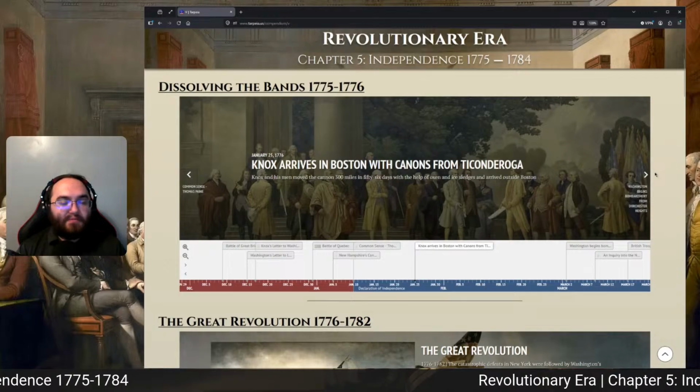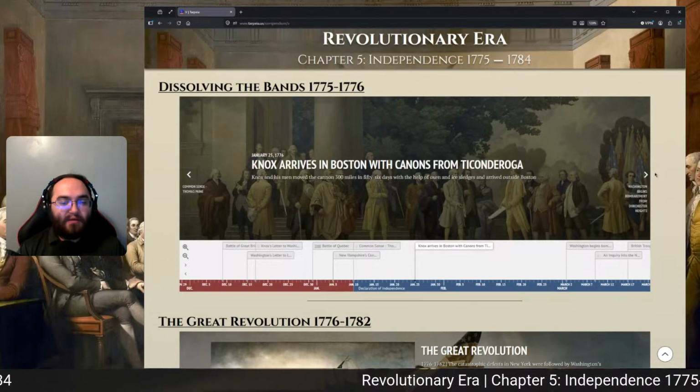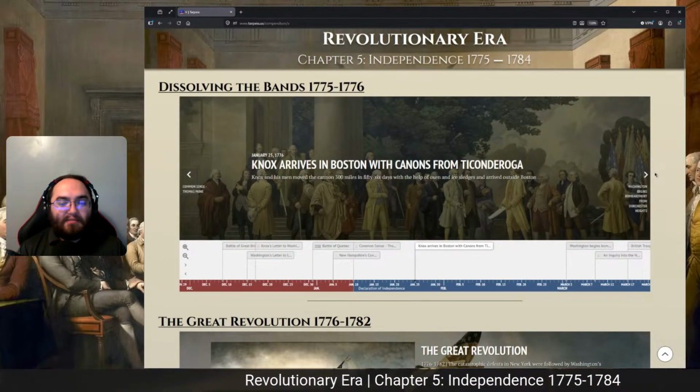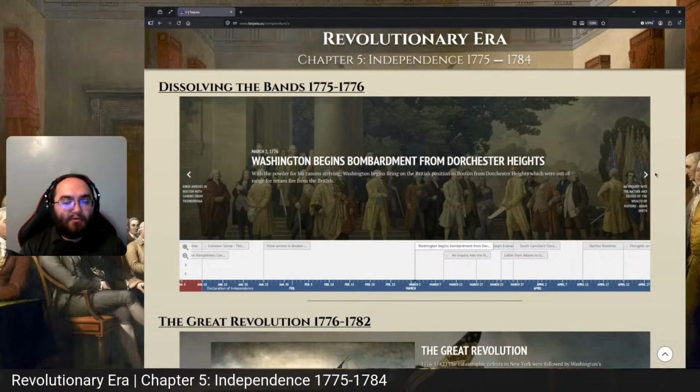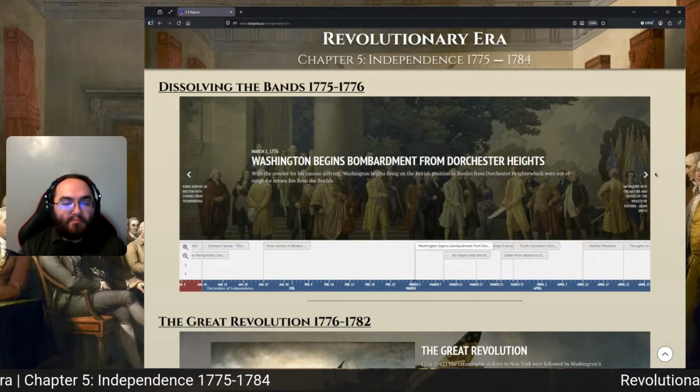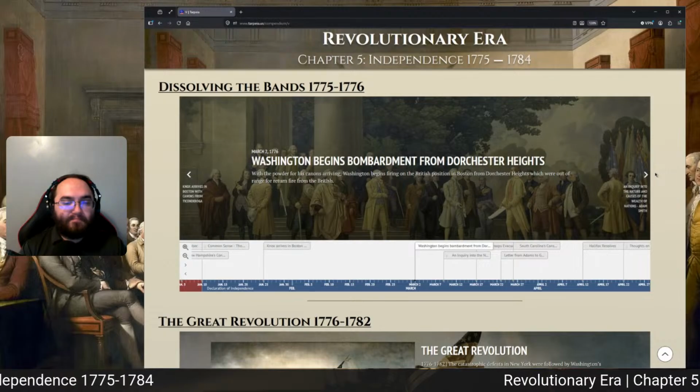Henry Knox arrives in Boston with the cannons from Ticonderoga, and Washington will use these cannons to bombard Boston from Dorchester Heights.